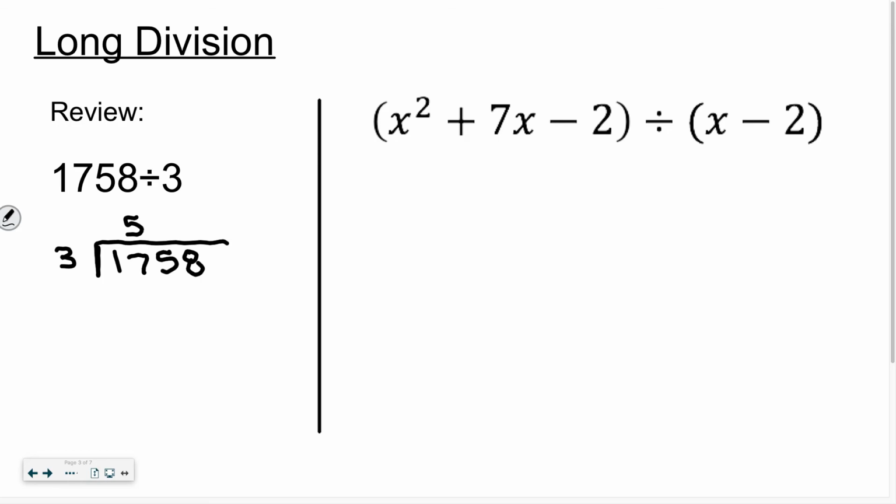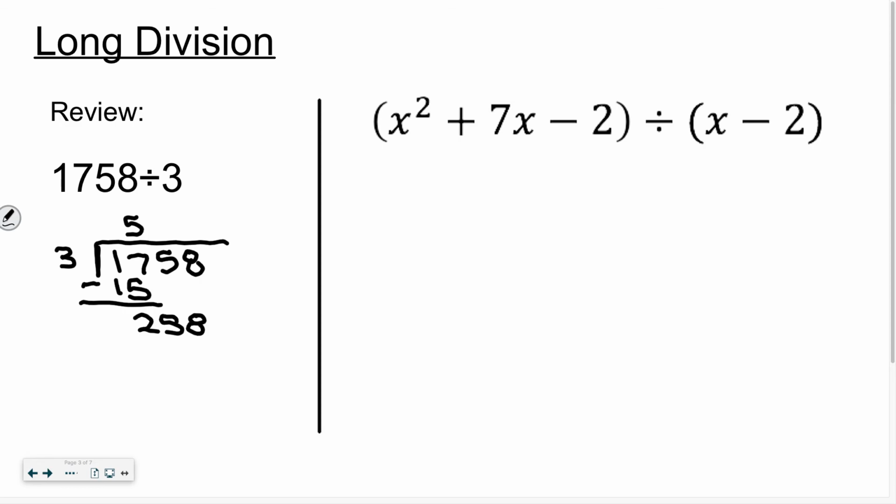And then what do we do with that 5? First, you multiply it by 3. So 5 times 3 is 15. And then subtract, right? 17 minus 15 is 2. Drop the 5. And now what do you do? Drop the 8. Okay, you could drop the 8 if you wanted to, or you can just drop the 5. Some of you probably just drop the 5 and you drop the 8 later.